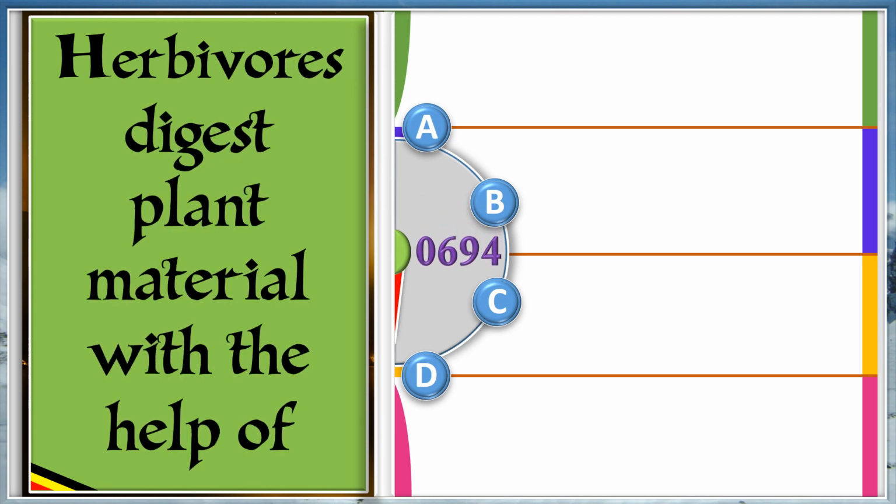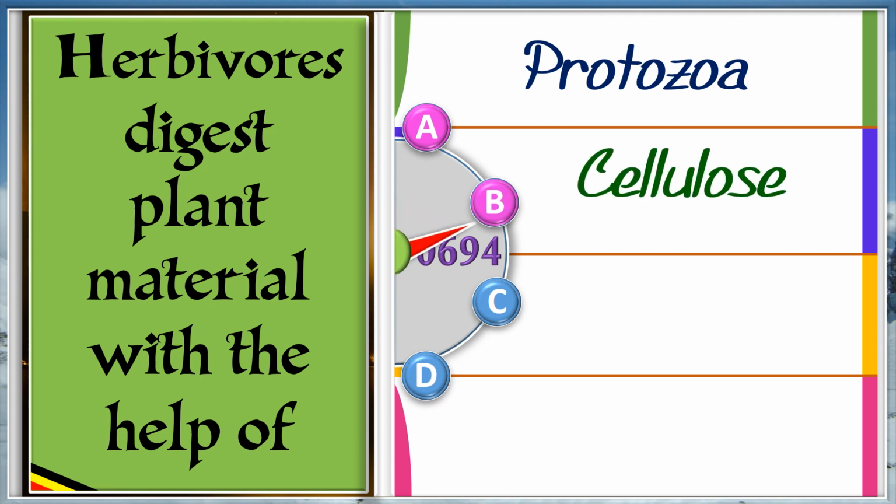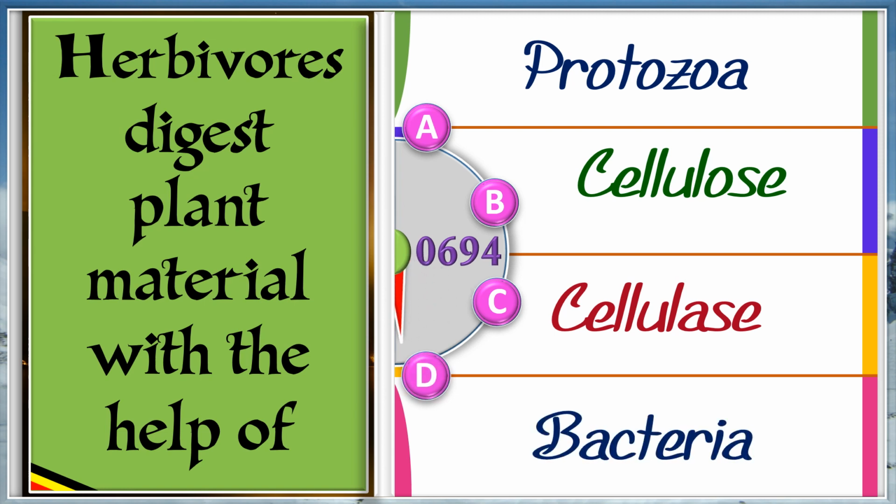Herbivores digest plant material with the help of A. Protozoa. B. Cellulose. C. Cellulase. D. Bacteria. And the answer is D. Bacteria.